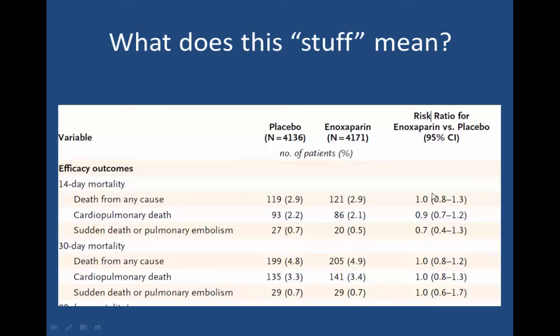Here's what you have to do with these numbers. If we're dealing with risk ratios, the line of no effect is 1. How far away is 0.8 from 1? I take 1 minus 0.8 and it tells me it's 0.2. So my risk was 0.2% lower, or if I take 1 minus 1.3, 0.3% higher that I would have death from any cause if I was in the enoxaparin group. All right.